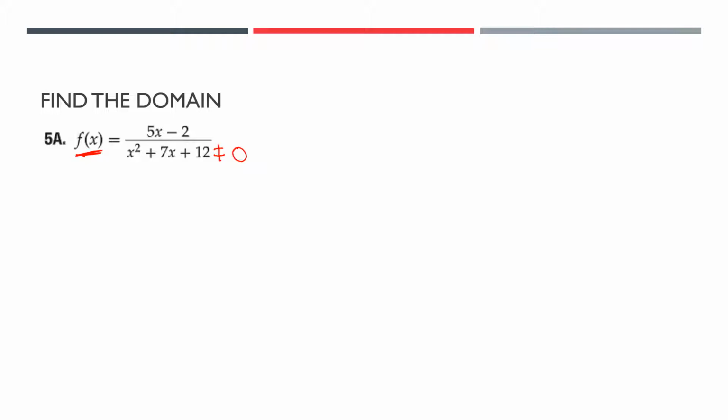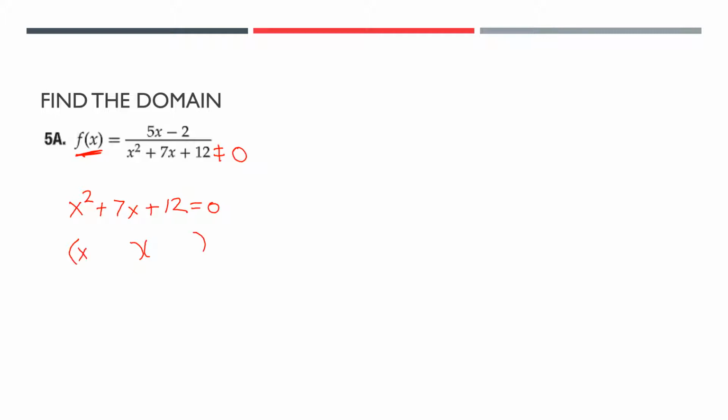So to find the domain, I know it's going to be everything except these values that make this 0. So I need to find those values. x squared plus 7x plus 12 equals 0. When is this true? Because that's not in the domain. I need to see, can I factor this? And we are lucky, we can factor.